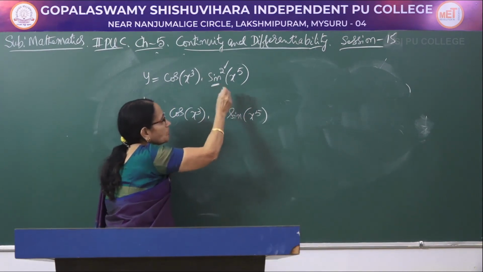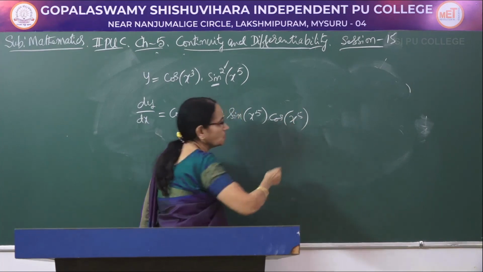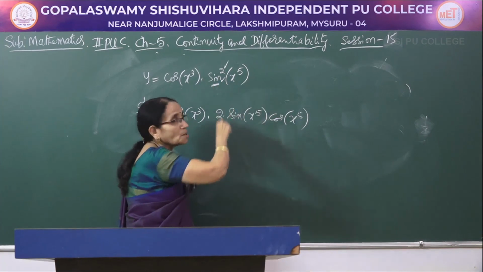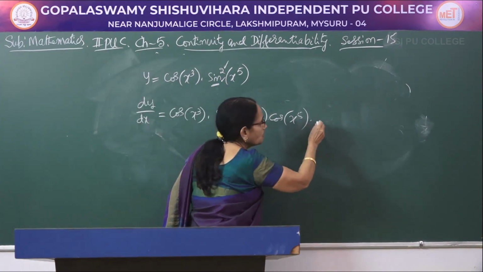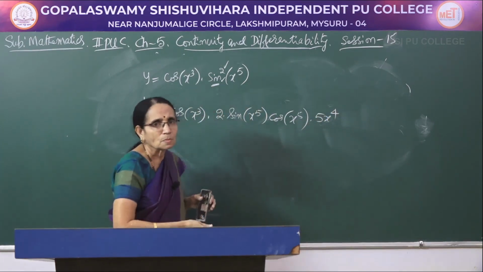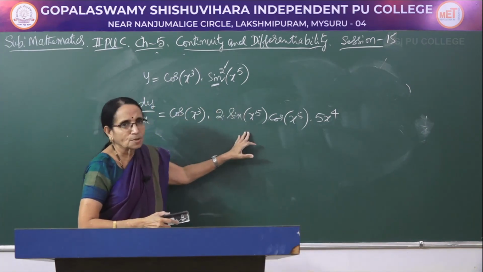Come to the sine part. Sine of something is cos of the same thing. Sin x becomes cos x. So, this is also over. What is remaining now? X to the power 5. It is a simple algebraic function, 5x to the power 4. Understand? See, first function into the derivative of the second.